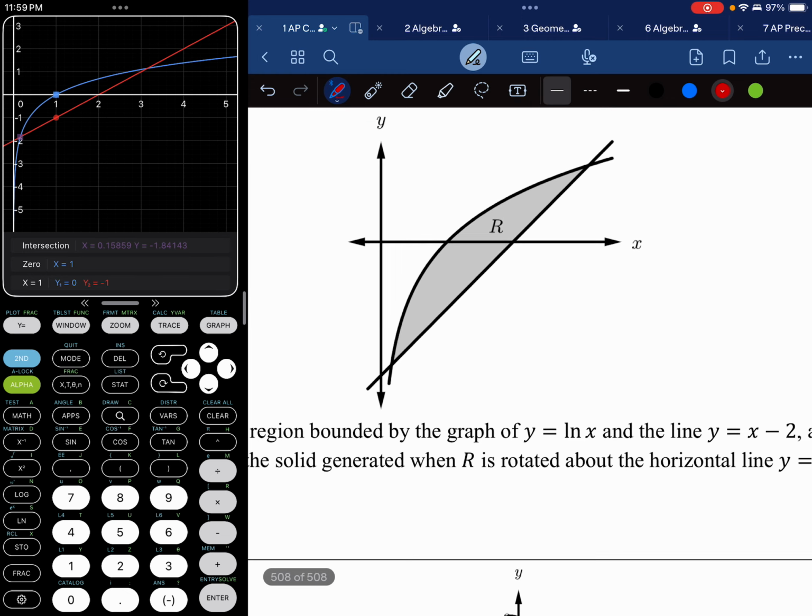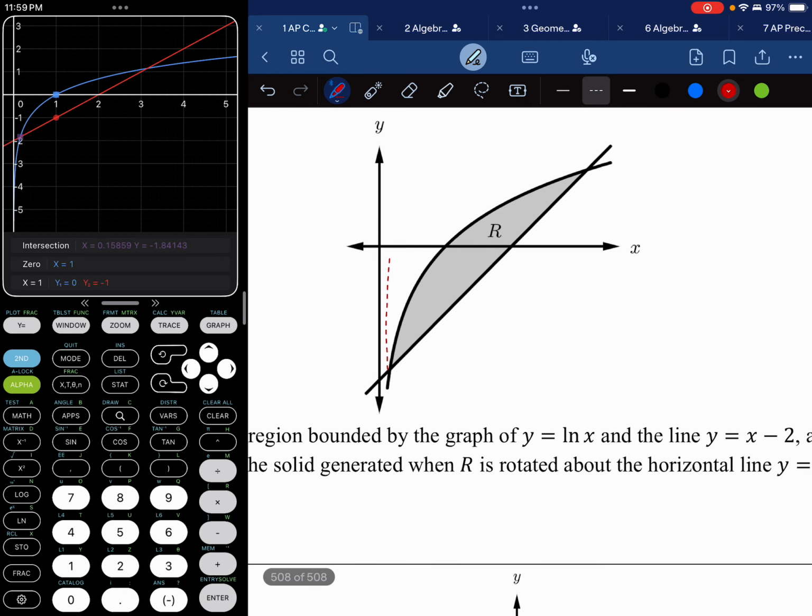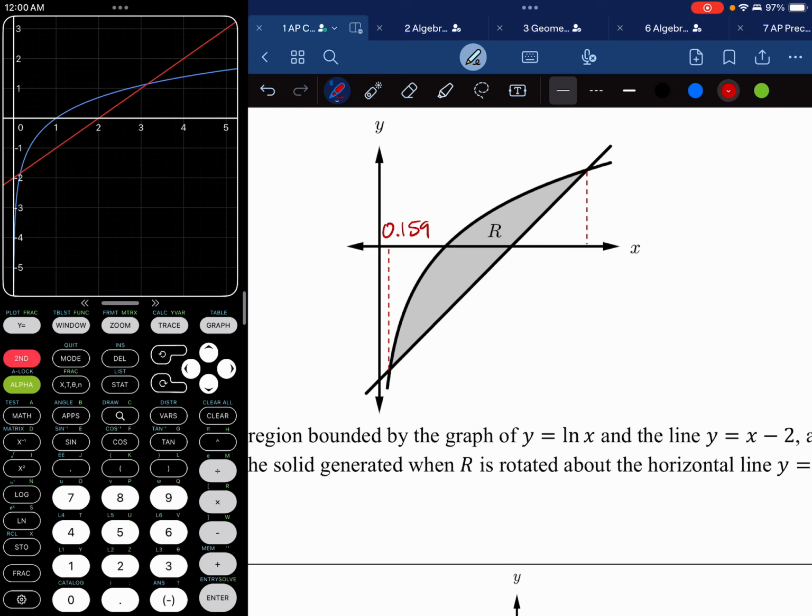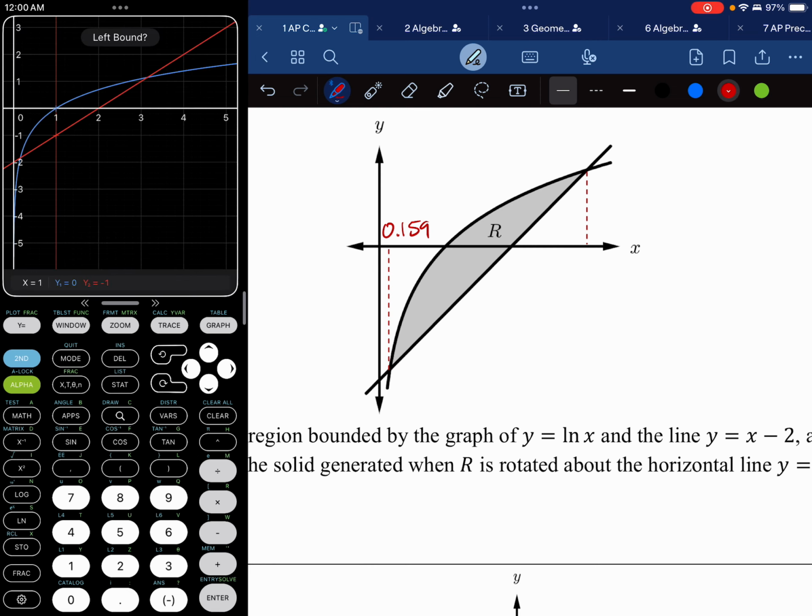Okay, so let me go ahead and annotate this graph and say, okay, we have this x-coordinate right here, and this x-coordinate right here that we're trying to find. On the first one, it's 0.159, rounding to 3 decimal places, and then I'm going to do the second one, which is going to be second trace to do a calculation, option 5.